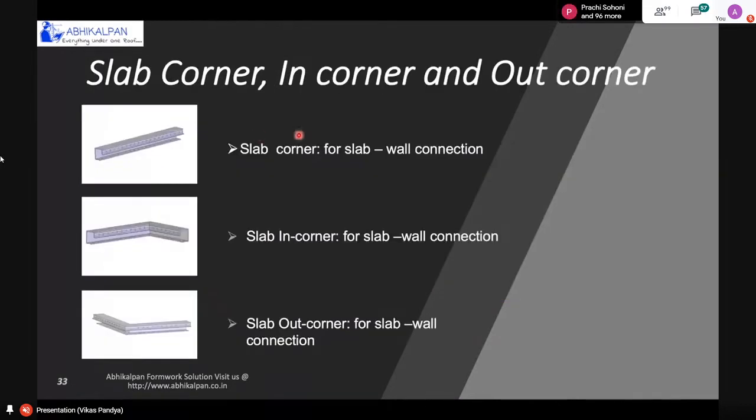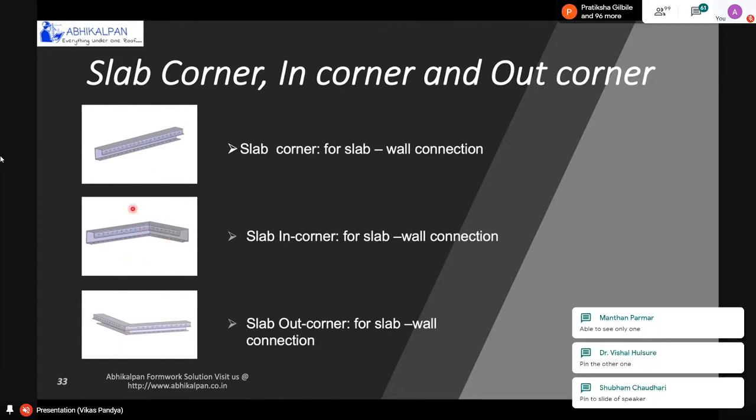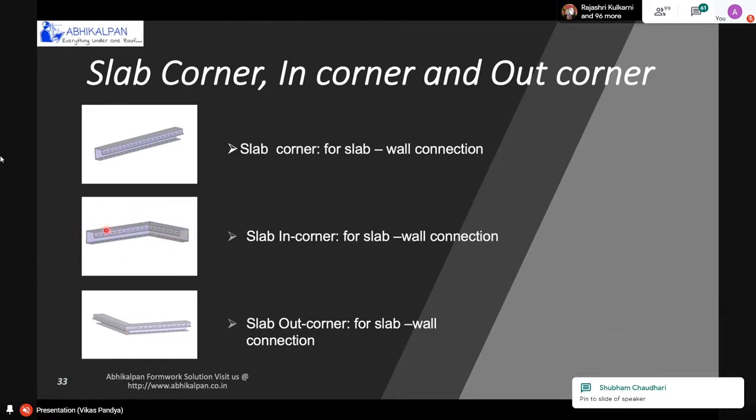So the next component of the panel, this formwork system, is the slab corner. These are the corners. The main function of these slab corners is to connect wall panel and deck panels. These are the in corner, which is connected at the corner of any room, and slab out corner. So the main difference between in corner and out corner is the concrete surface.